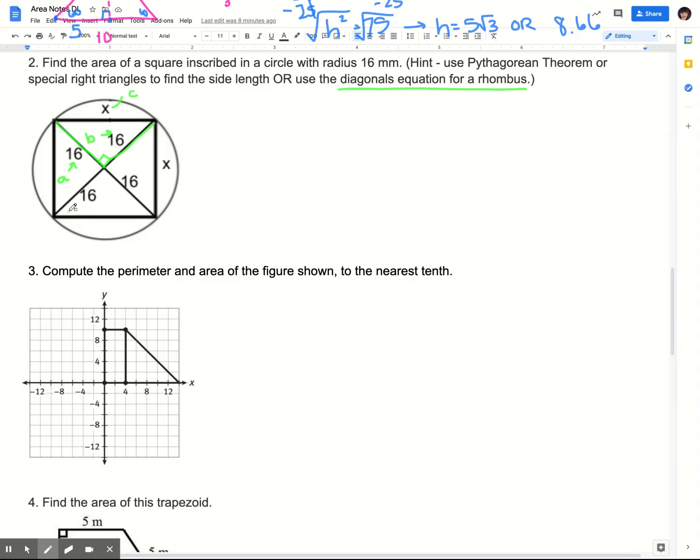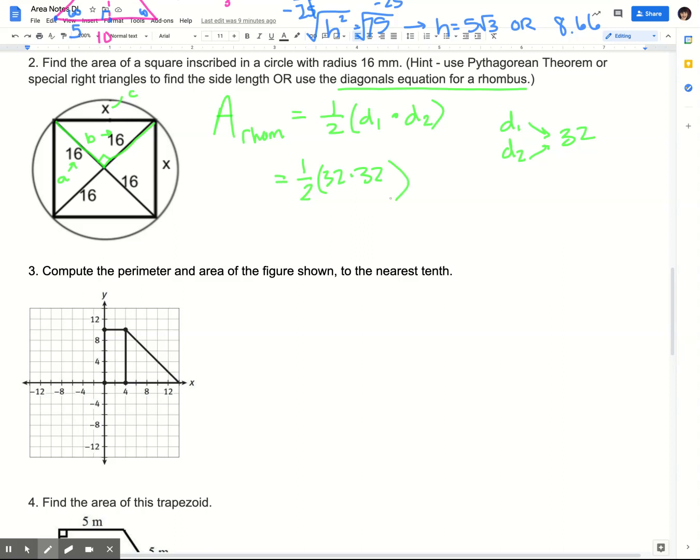The length of both of those diagonals is the diameter of this circle right here, so each of them is 32. If you recall, the area of a rhombus you can find by doing 1/2 of the first diagonal times the second diagonal. Each of these diagonals is equal to 32, right? 16 plus 16. So my area here is 1/2 of 32 times 32.